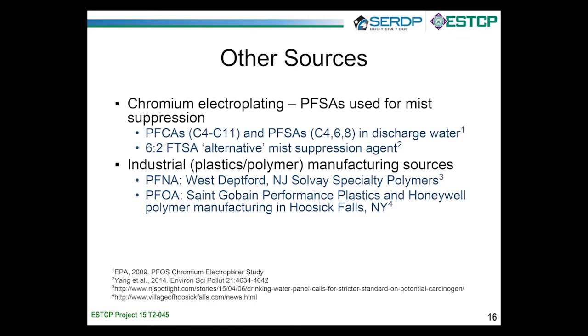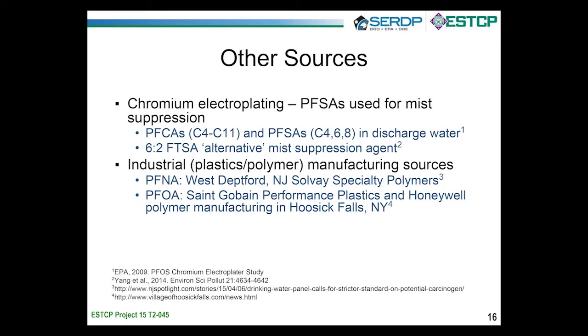So what we have is a big, broad sphere in which we're contacting these other sources in your own personal life, even if you don't live next to, let's say, an AFFF site. And the last two sources are chromium electroplating, so a smaller scale, but an important source. So for mist suppression, we know that combinations of carboxylates and sulfonates were used, as well as telomer sulfonates thought to be substitutes. And so you actually see them used as alternative mist suppressants now.